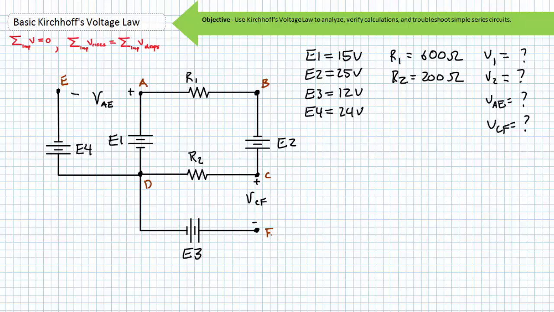Notice this is now a much easier circuit to apply KVL. I still have no idea what it does, but it's not nearly as confusing. We're being asked to find the voltage drop across R1 and R2, being V1 and V2, as well as the two other independent voltage drops, VAE and VCF, with the indicated polarities.